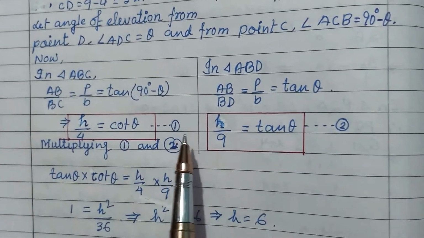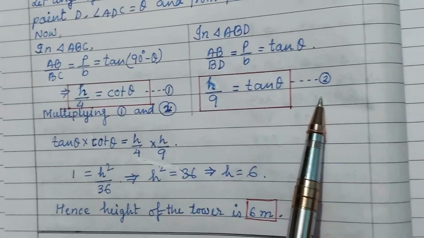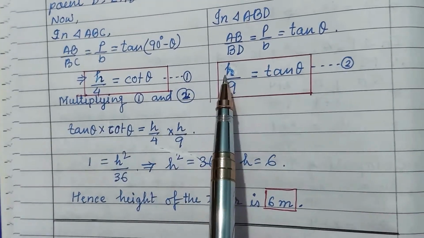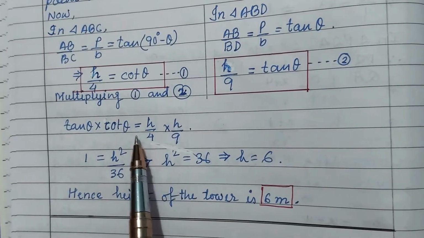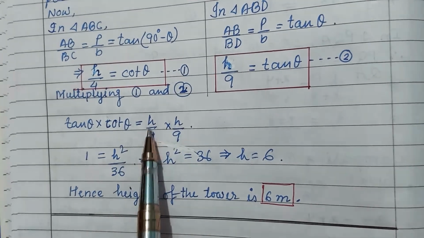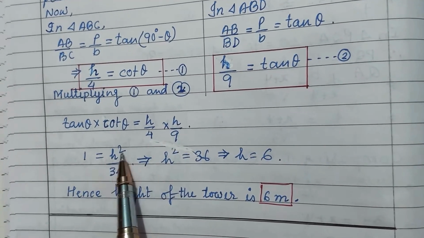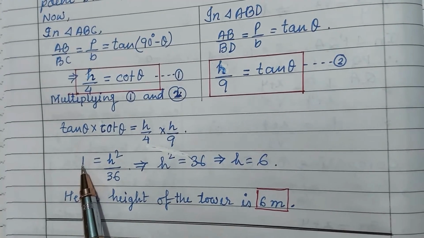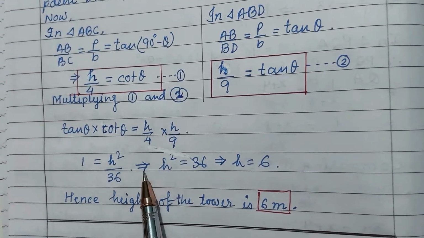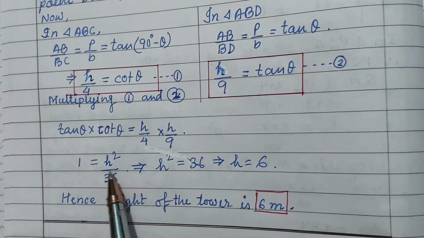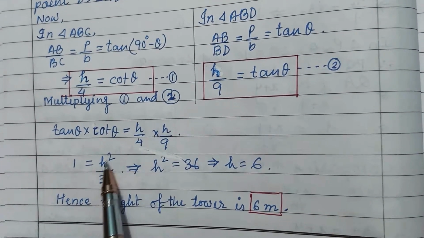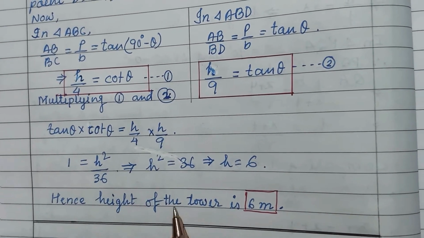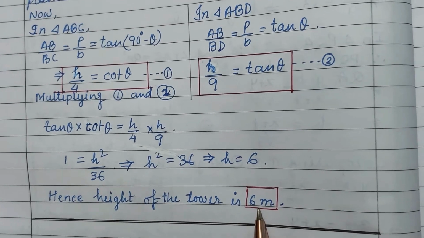Now if you multiply equation 1 and equation 2, cot theta into tan theta is equal to h upon 4 into h upon 9. Tan theta into cot theta is equal to h upon 4 into h upon 9, which is h square upon 36, and cot theta into tan theta is equal to 1. So h square is equal to 36, so h is equal to 6. So the height of the tower is 6 meters, that is proved.